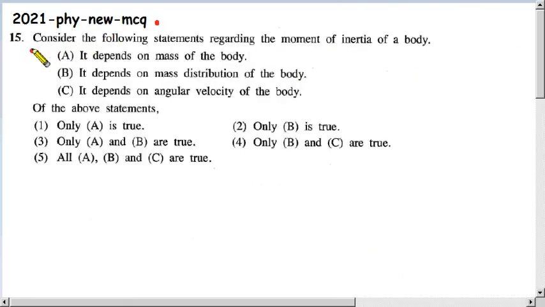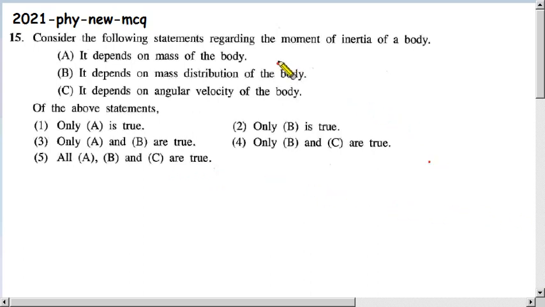Children, let us do now this question number 15 from the MCQ part of 2021 Physics New Syllabus paper. Consider the following statements regarding the moment of inertia of a body. A, it depends on mass of the body. B, it depends on the mass distribution of the body. C, it depends on angular velocity of the body. Of the above statements, only A is true, only B is true, only A and B are true, only B and C are true, all A, B and C are true.